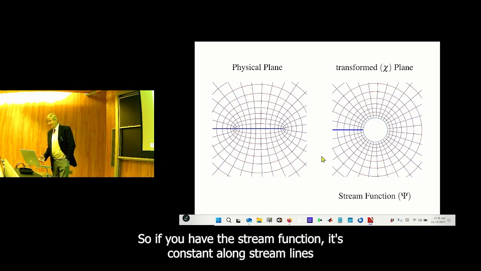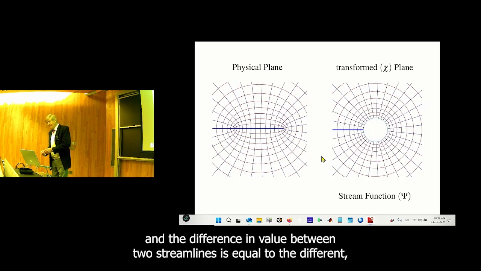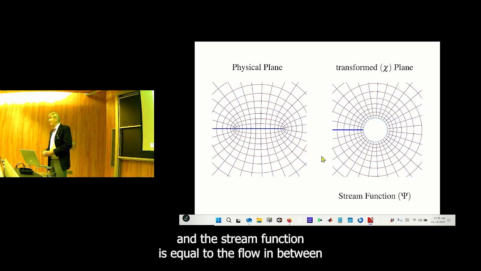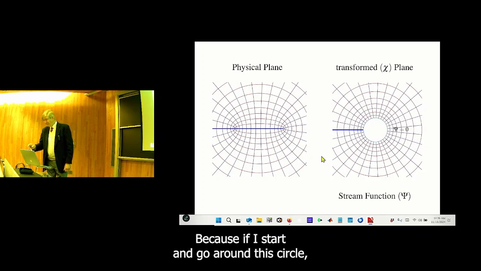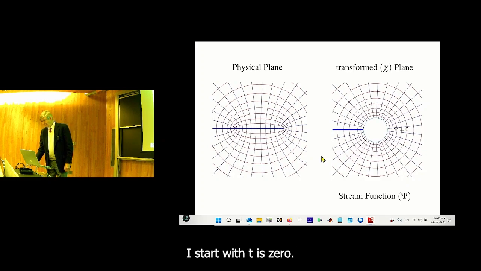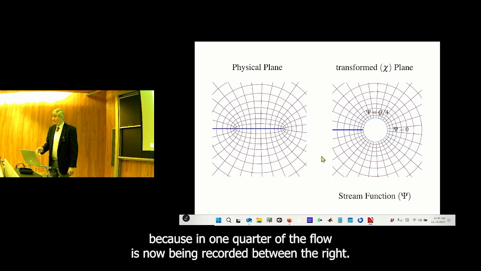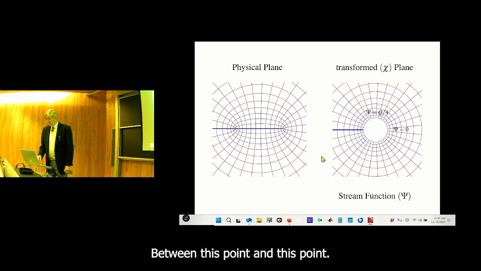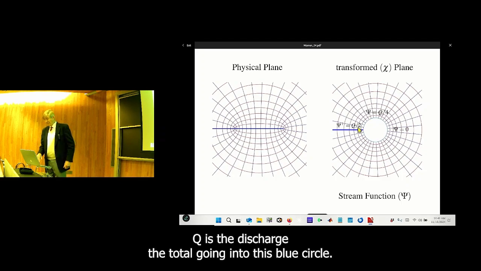So if you have the stream function, it's constant along streamlines, and the difference in value between two streamlines is equal to the flow in between. That causes problems, because if I start and go around this circle, I start with C is 0, I go a little farther to 90 degrees, and I get Q over 4. That's how this works, because 1/4 of the flow has now been recorded between this point and this point. If I continue, then I get to Q over 2. Q is the discharge, the total going into that blue circle.